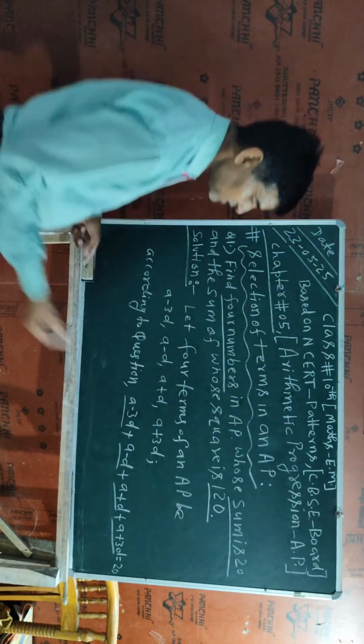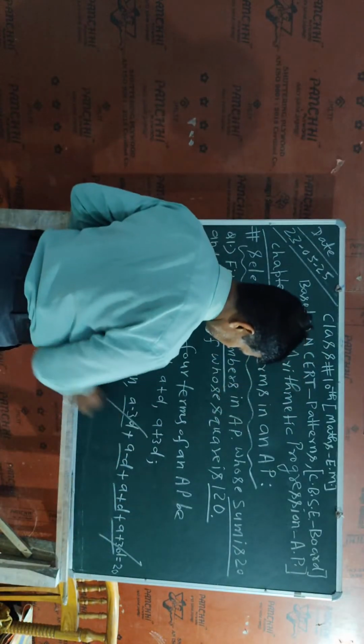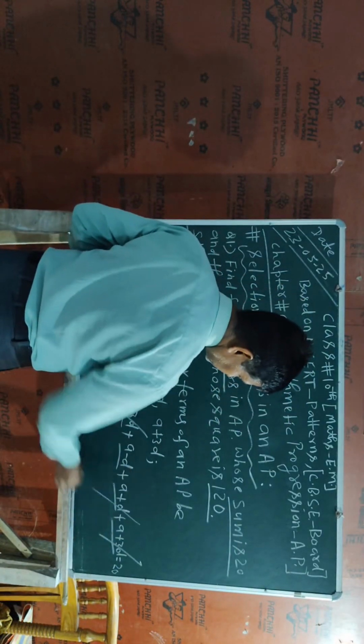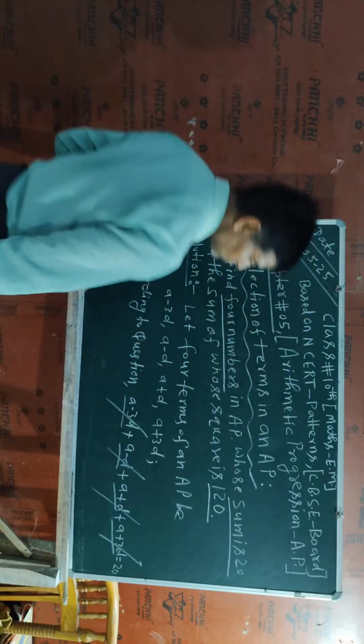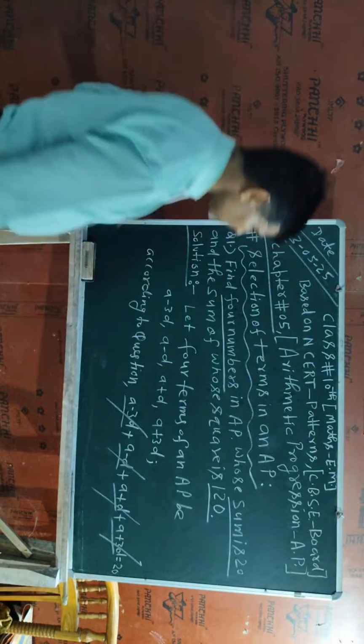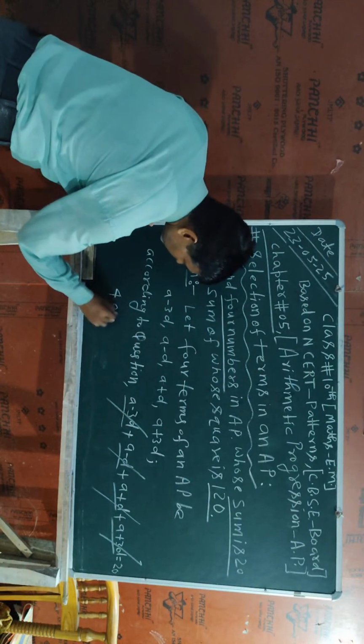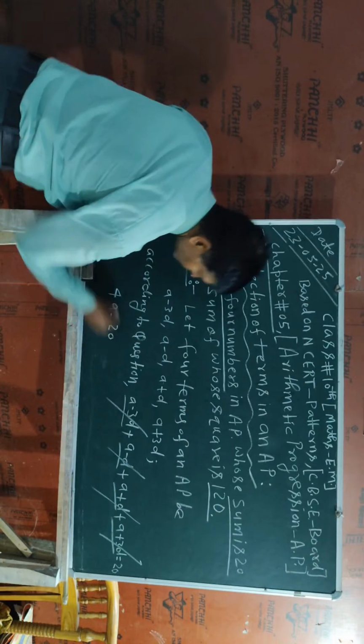Okay student, now further I will simplify. 3d plus and 3d minus will cancel out. This plus d and this minus d will cancel out. Now here will be a. So here according to the question, after simplification I will write 4a, which is equal to 20.